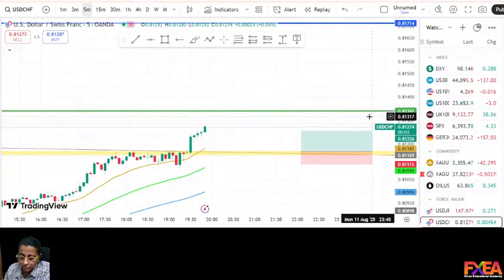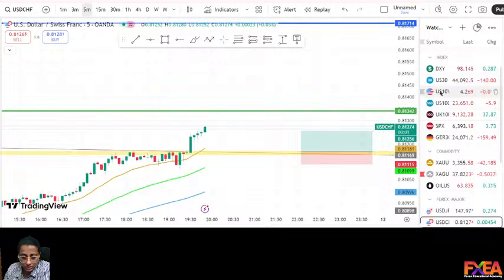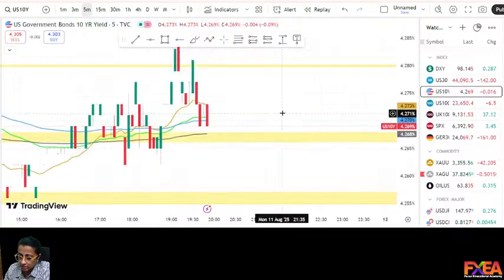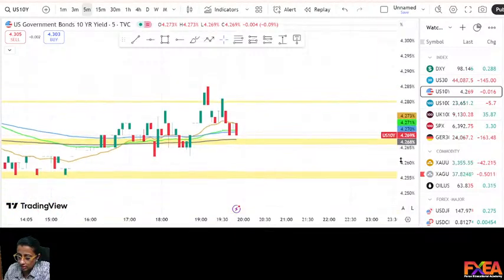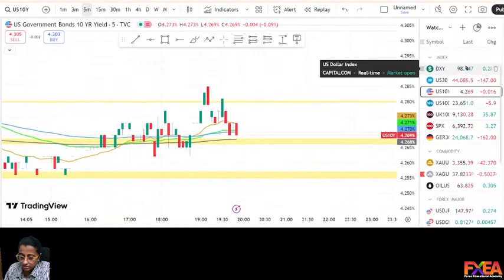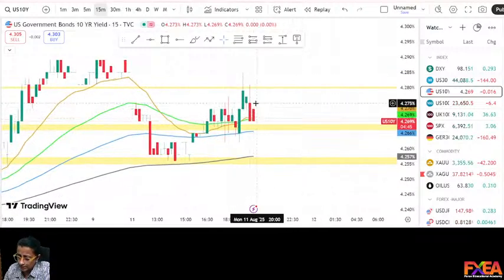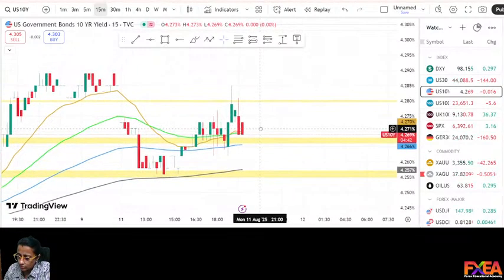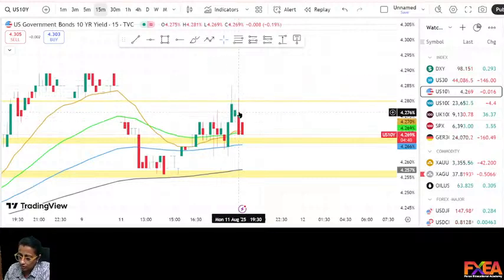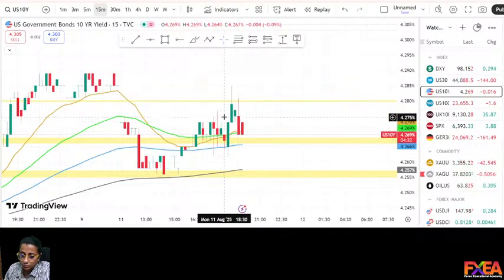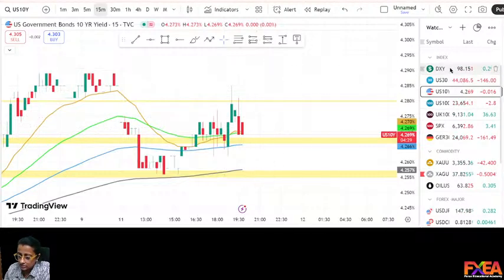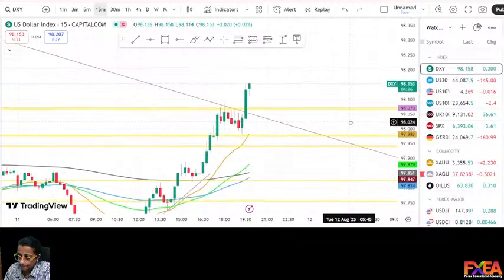US 10, this yield. Dollar index follows yield. So yield is showing some light negativity here. Go to higher time frames, showing some light negativity here. So of course, after some time, if you notice, the dollar will come down also. But I don't want to completely correlate the dollar index with yield. The dollar index moves with several factors, but yield supports the dollar index move.